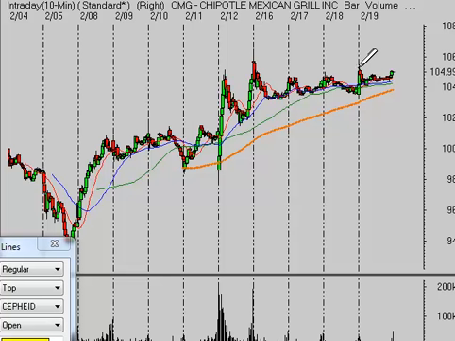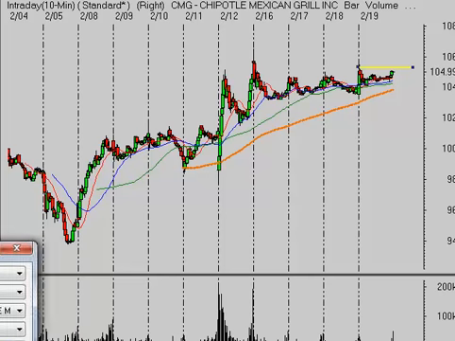So what we can do is say, if the stock gets above 105.20, then we don't want to set a random or arbitrary percentage stop or dollar stop away.